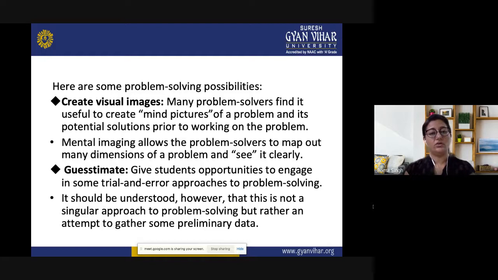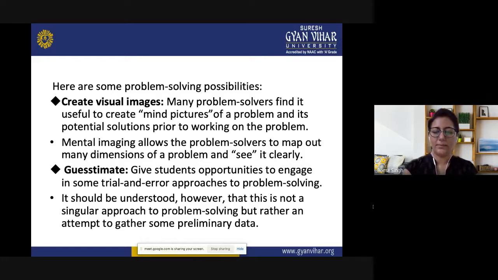Mental imaging also allows the problem solvers to map out many dimensions of a problem, and they will be able to see it clearly. If there are any doubts, or if they are not able to put it in front of anyone, then they will be able to do that by creating visual images.